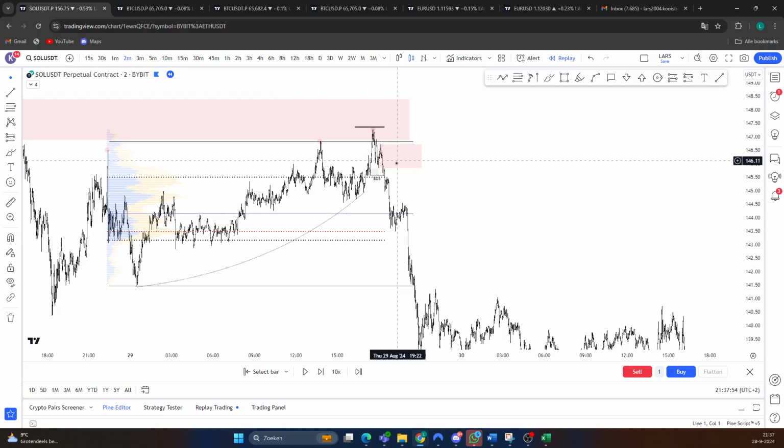Supply creation while breaking structure, came into pivot point supply, return to zone, range inefficiency, break back inside the volume profile. Unicorn. Absolute unicorn. Okay? Screenshot this. It's absolutely insane.